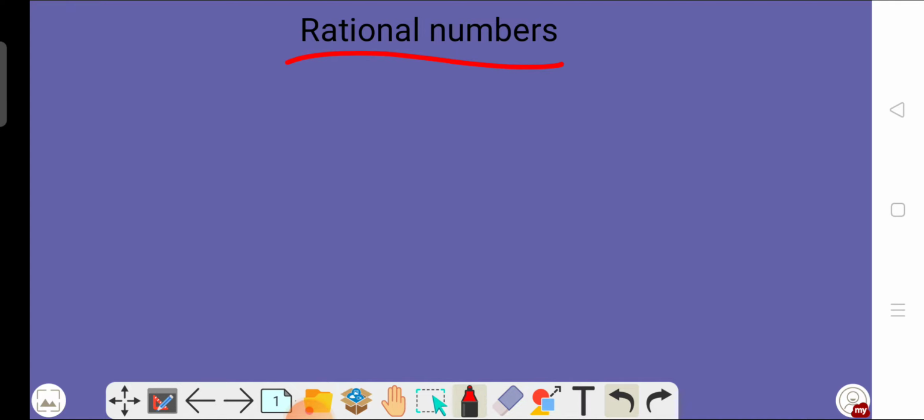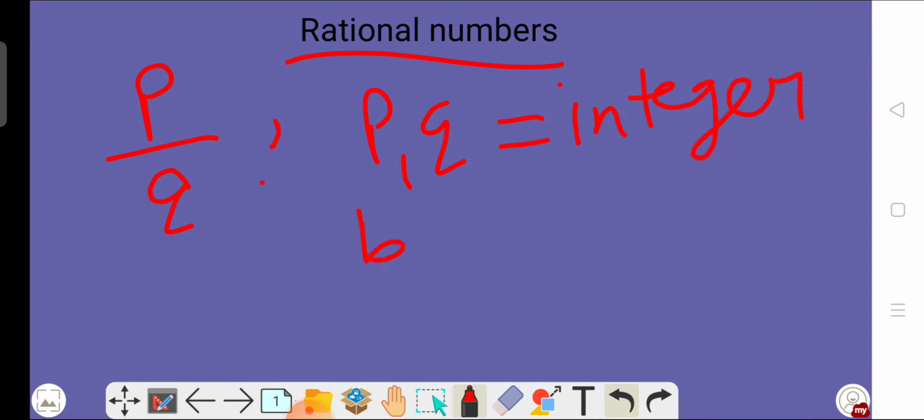So what are rational numbers? A number which can be represented by p by q such that p and q may be any integer but q should not equal to 0. Okay. So this is the definition of rational number beta.